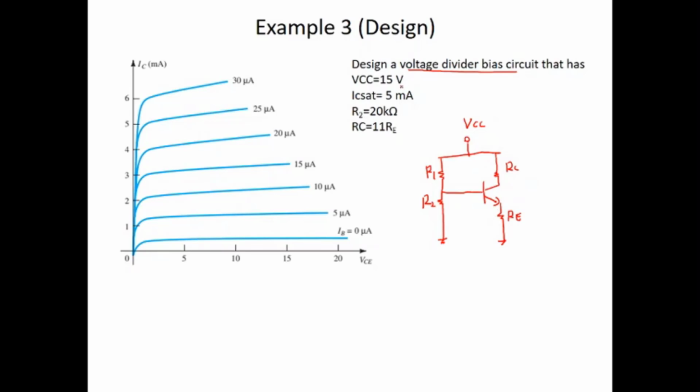And then we set VCC to be 15 volt. Then we have the condition that we want to fix IC saturation at 5 milliampere. The definition of IC saturation is the collector current when the VCE is equal to 0.